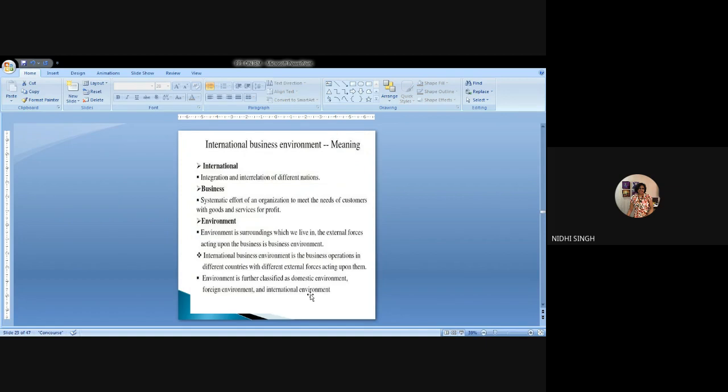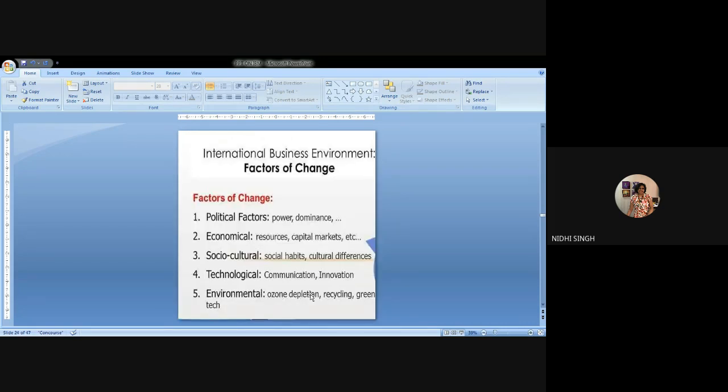Now, what is international business environment? International integrating and interrelation of different nations. Now, what is business? Meeting the need of customers with goods and services for profit. And environment is the surrounding in which we live. The external forces acting upon the business make up the business environment. That is the international business environment. What factors does it include? The factors of change of international business environment: political, economical, socio-cultural, technological, and environmental. Can you tell me what the different factors of business environment are?